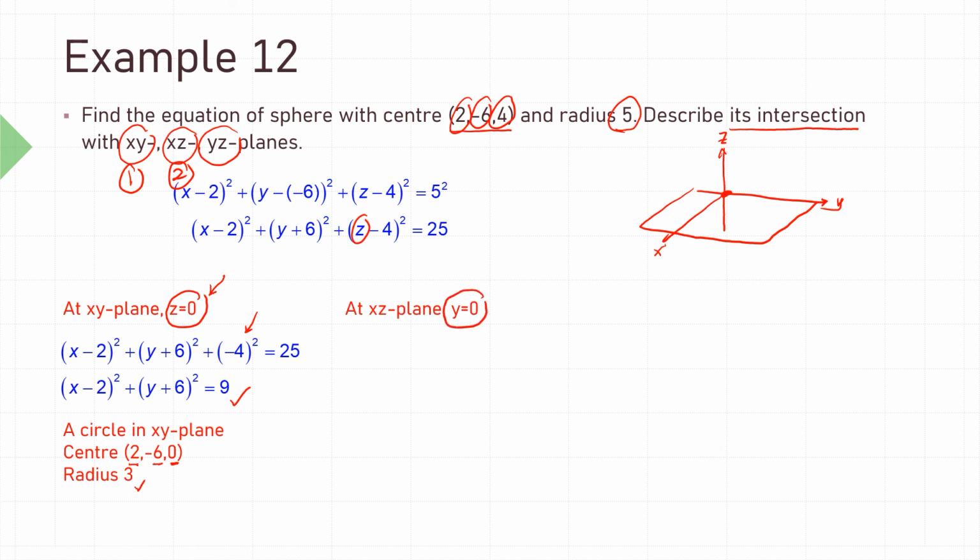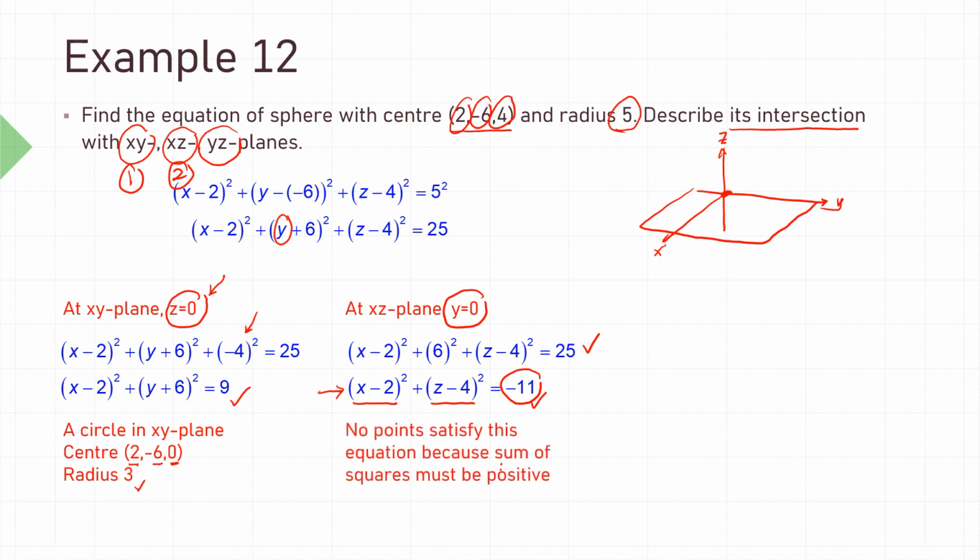At the xz plane, the value of y should be 0. We substitute the value of y here with 0, and then we get this formula. Simplifying, we get this. If you observe this equation, there's something wrong with it. Why? Something squared plus something squared, you get a negative number?